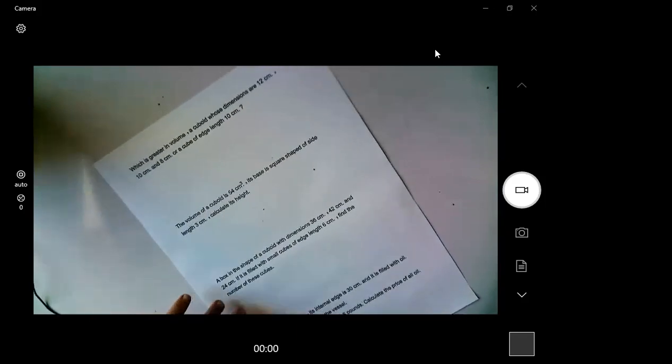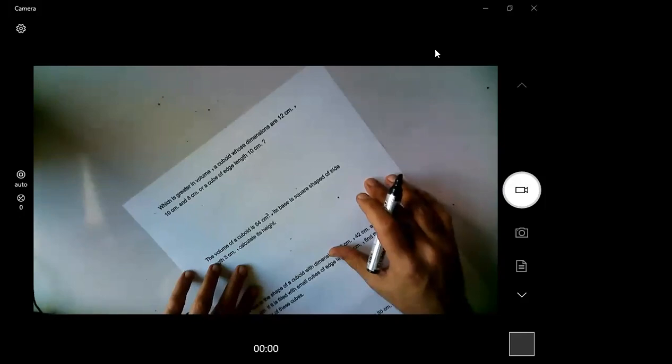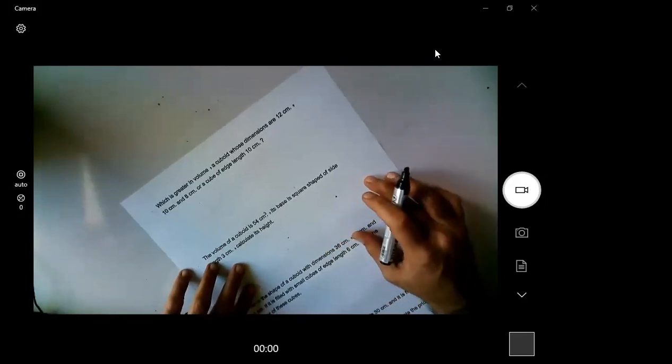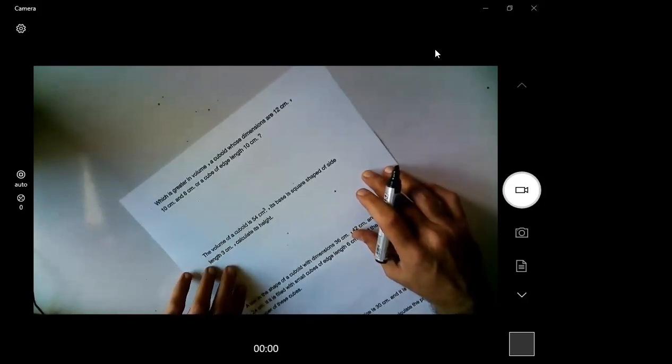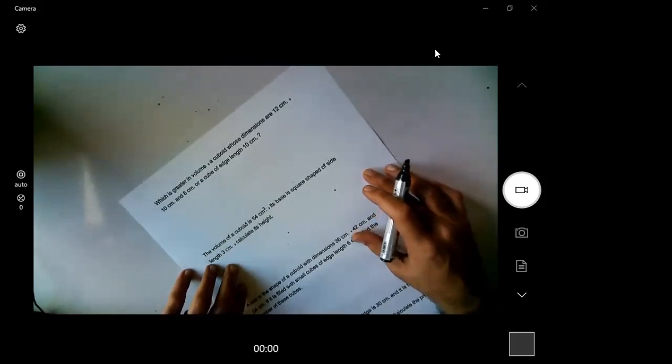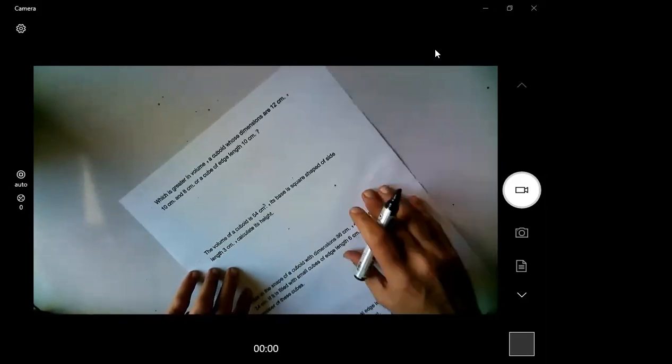Which is greater in volume? A cuboid of dimensions 12, 10, and 8, or a cube of edge length 10 centimeters. We have a cuboid with its dimensions, and a cube with its edge length. We need to know which of the following shapes is greater in volume.